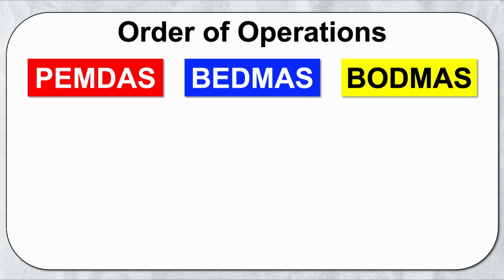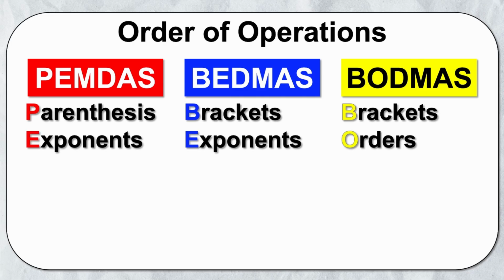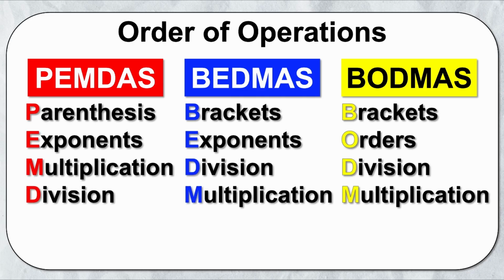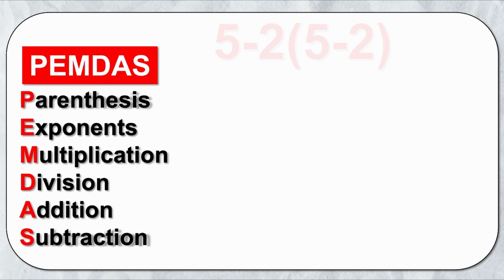So in all cases, you begin with parentheses or brackets, then you move to exponents or orders, and then you do the multiplication and division in the order it appears in the equation or expression from left to right, and then finally, the same way you do the addition and subtraction from left to right, how it appears in the equation or expression. Now let's apply these order of operations to the expression from before.